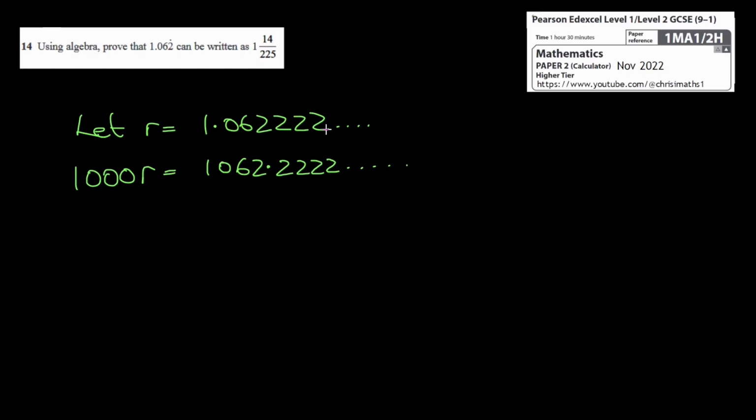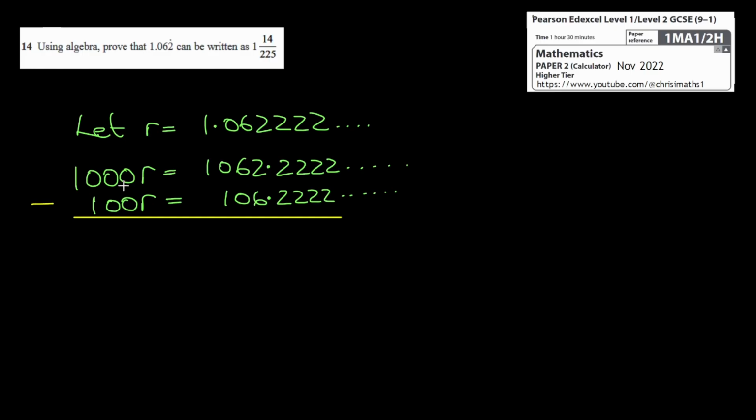So to get all of the recurring decimals on the right-hand side of the decimal point, I need to multiply by 10, 100. So I can say 100R is equal to, and I'm going to put the decimal points underneath each other. So I've got all of the recurring 2's over here and 106 here.